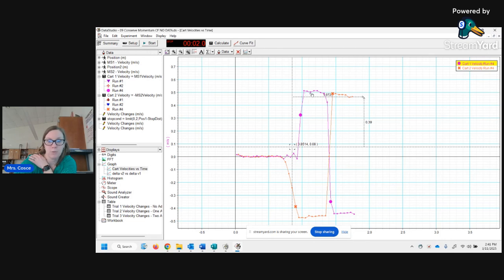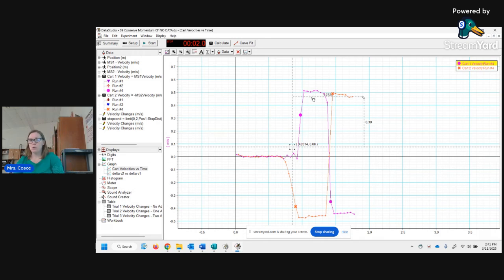Then up here, this purple one, okay, which is cart 1. And cart 1 for me was the red cart. So I'm going to go to my data table. And for the red cart, for the velocity before the collision, I'm going to look. I think that's just barely above this line. So I'm going to look over. That's like 0.5 meters per second, and that's 0.6. So this would be like 0.52, 0.54, 0.56, 0.58. So it's between 0.5 and 0.52. So I might say 0.51. And it's positive because it's up here.